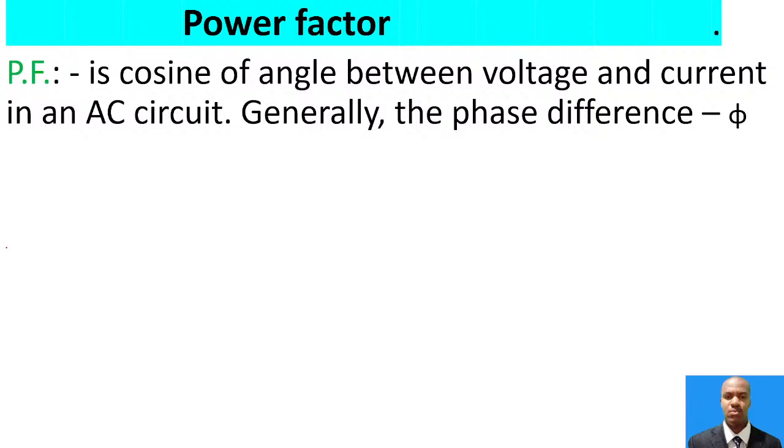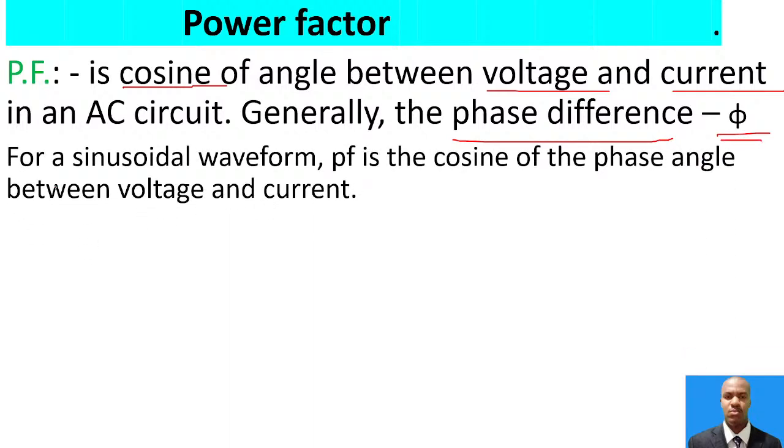So therefore, we can say that PF is the cosine of the angle between voltage and current in an AC circuit. That simply means it is the cosine of the phase difference, and the phase difference is what will be represented by phi.